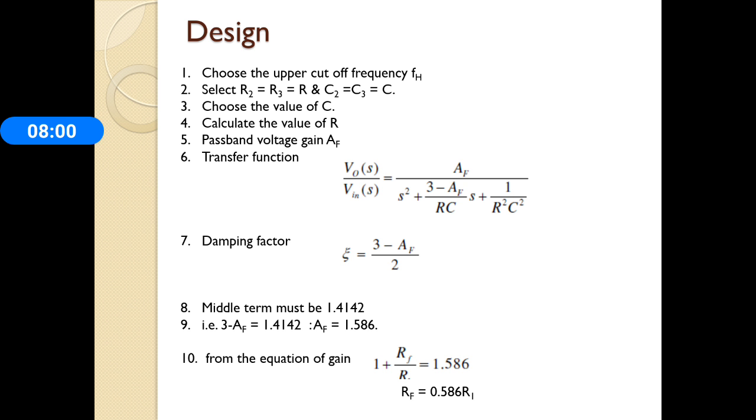By comparing, the middle term must be root 2, that is 3 minus AF equals root 2 equals 1.4142. Therefore, AF equals 1.586. From the equation of gain, 1 plus RF upon R1 equals 1.586. Therefore, RF equals 0.586 times R1. By using these relations, we can find the values of R1 and RF. By using the proper values of RF and R1, we can achieve the desired gain of this filter. Thank you.